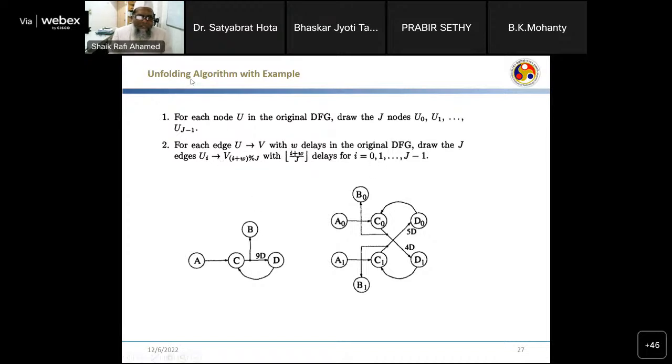So what does this unfolding theorem state? If there is an edge from U to V in the original DFG with W delays, in the J unfolded DFG, Ui will go to V of (i plus W) percentage J, with floor of (i plus W) by J number of delays.